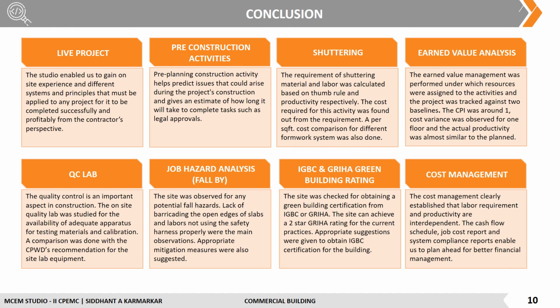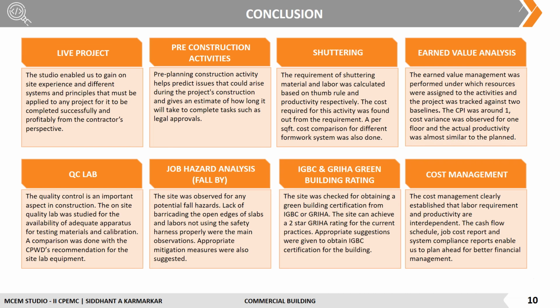The earned value management was performed under which the resources were assigned to the activities and the project was tracked against two baselines. The CPI was around 1, cost variance was observed for one floor and the actual productivity was almost similar to the plan. In the construction industry, quality management is crucial.